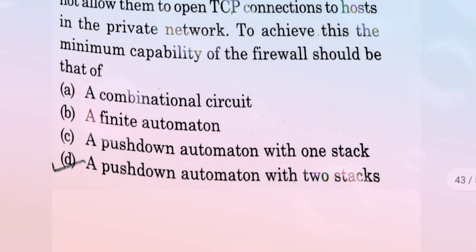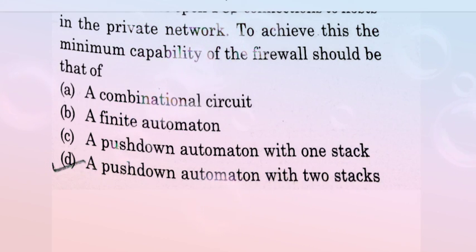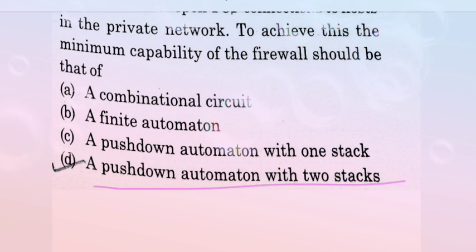Option A, a combinational circuit. Option B, a finite automaton. Option C, a pushdown automaton with one stack, and option D, a pushdown automaton with two stacks. So the correct answer is option D, a pushdown automaton with two stacks. So the minimum capability we require to achieve this for the firewall is a pushdown automaton with two stacks. So option D is your correct answer. Now come to the next question.